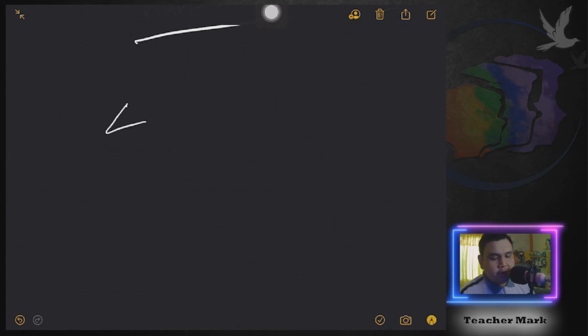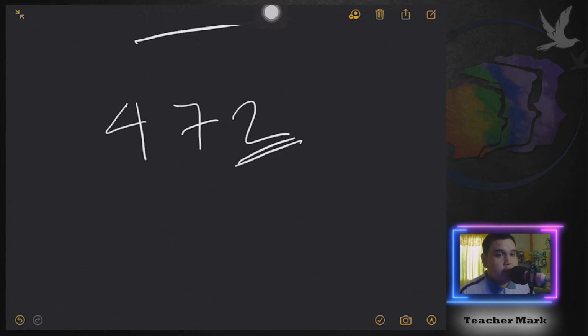How would you read this number? The digit on the ones place should only be read as 1, 2, 3, 4, 5, 6, 7, 8, 9. Okay? So for example, in this case, this is read as 2.